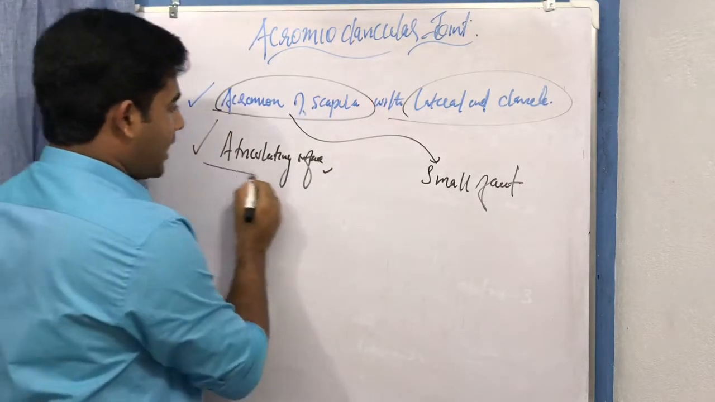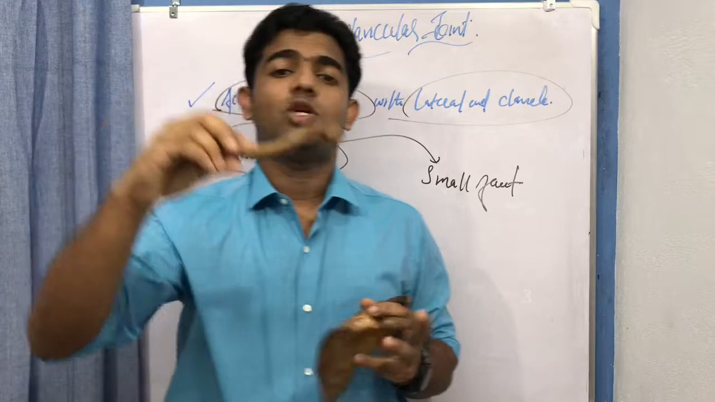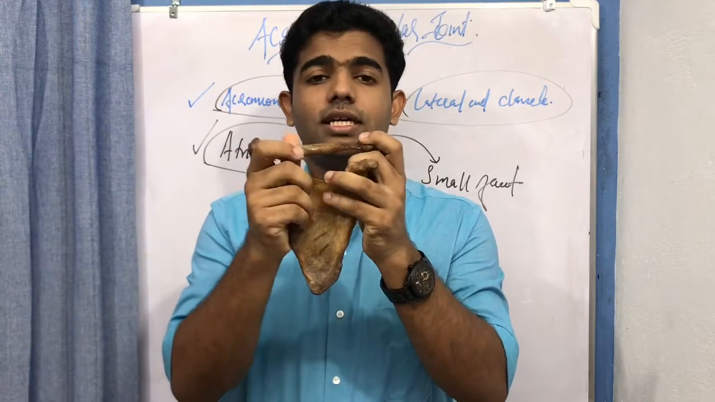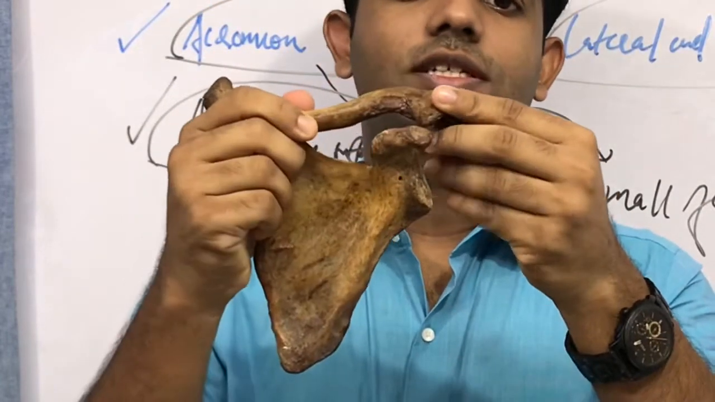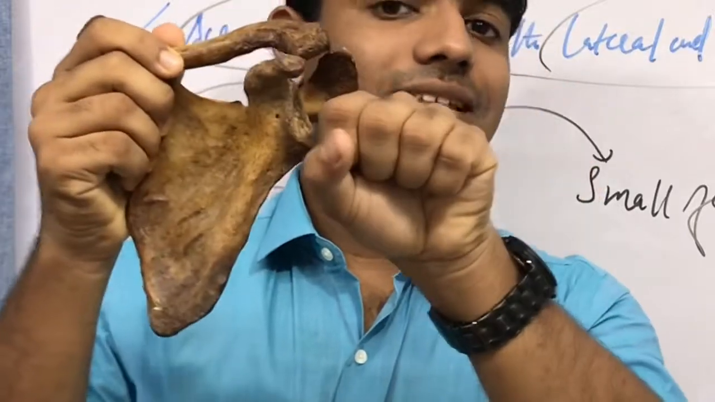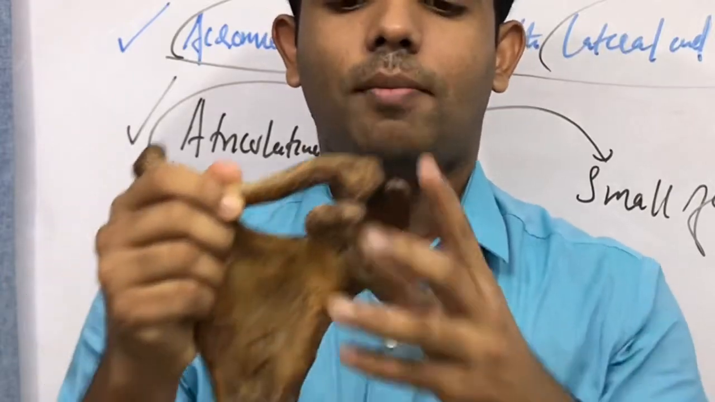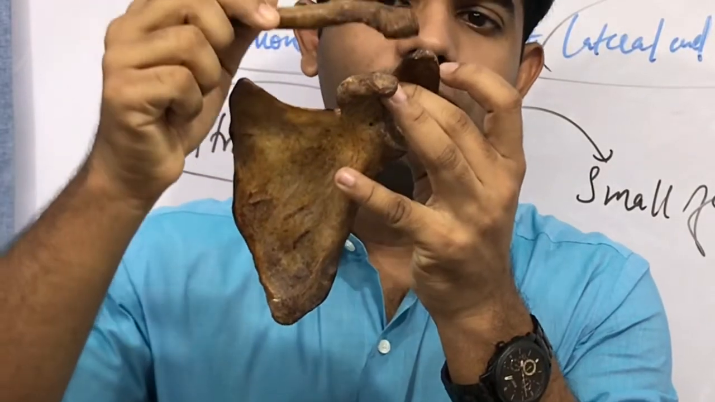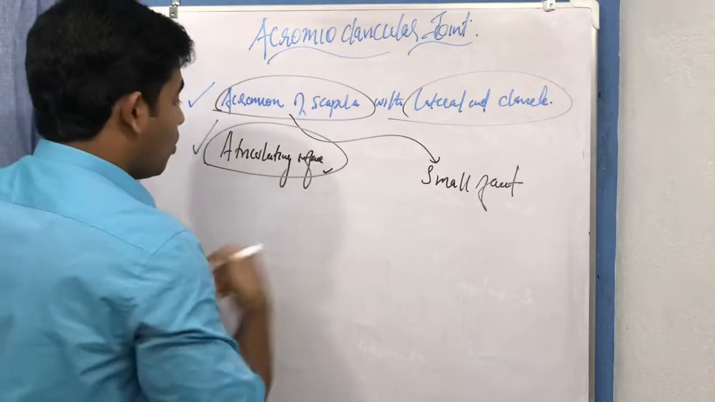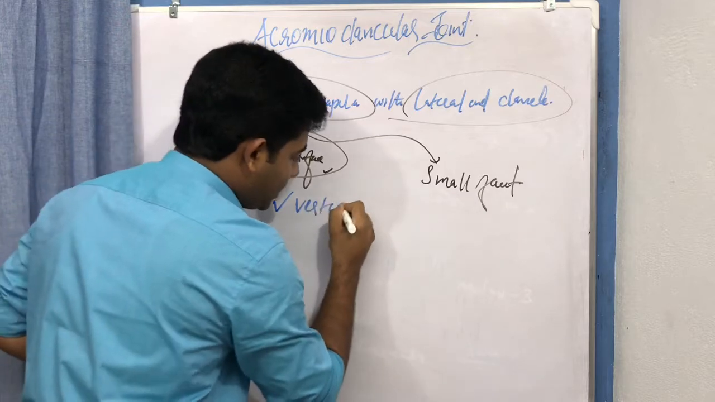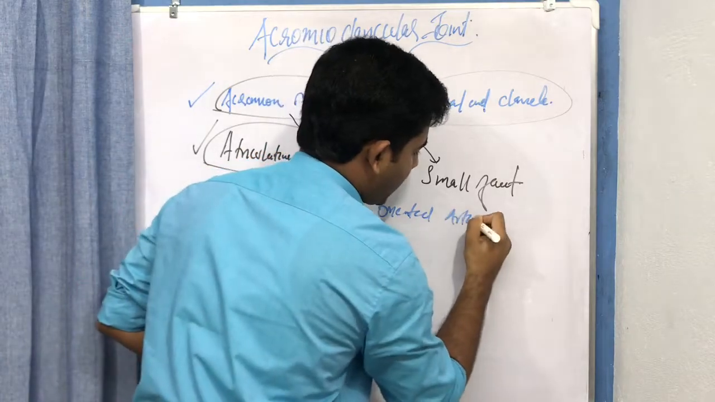Now, examine further. Contrary to every other joint in the human body, we have a peculiarity: these articular surfaces are vertically oriented. If this is the glenohumeral joint, it is oriented like this, perpendicular to each other. If it is an elbow joint, it's parallel. But here you can see that it's almost a vertical orientation. So the articulating surfaces are mostly vertically oriented. That's a peculiarity here.